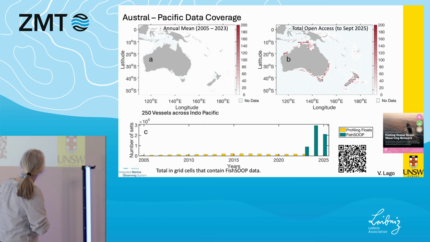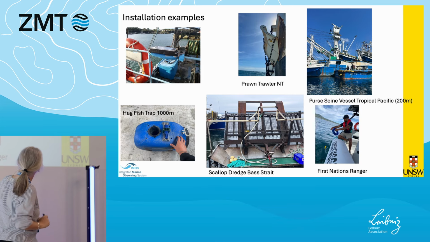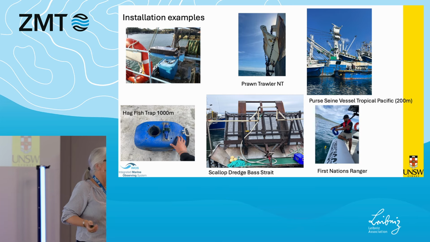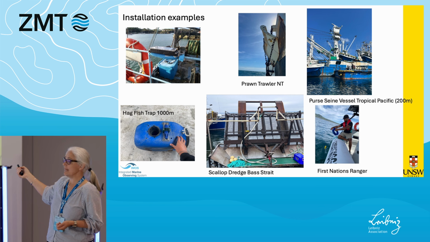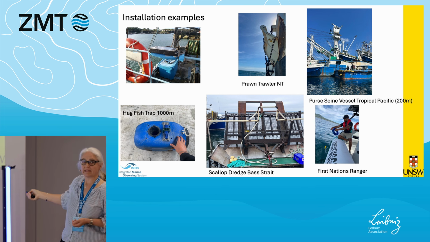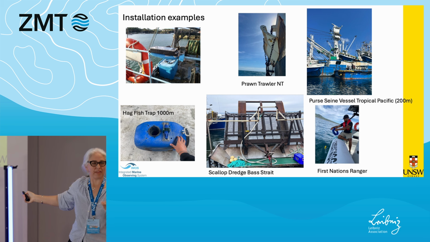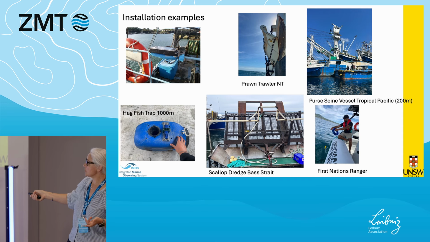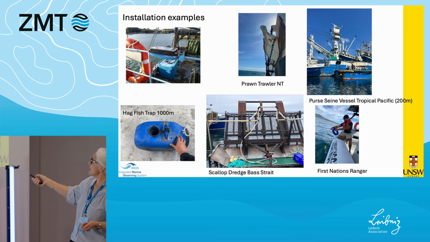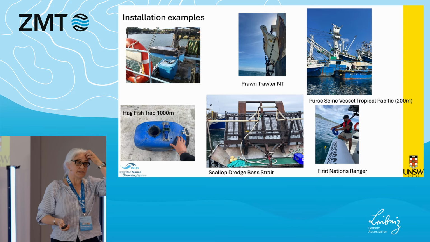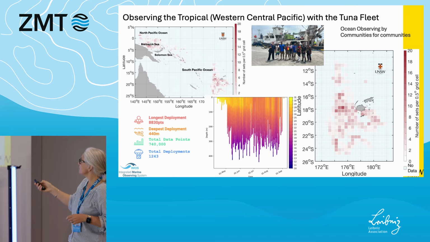Okay, let's have a look at Fiji. Oh, before I go, this system goes on anything, right? It can go on a multi-million-dollar purse seine net, that's in Papua New Guinea, or it can be a sea country ranger, an Indigenous owner out there collecting data to empower them to measure their ocean territory, scallop dredge, 1,000-metre fish trap, etc. So we have them on all sorts of vessels around Australia and around the Pacific.